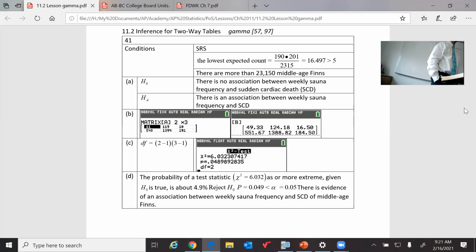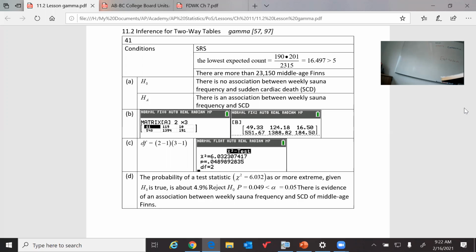So we put in the observed matrix, we run the test, and then we get the expected matrix. You're not going to do it in that order. This takes you there, takes you there. Degrees of freedom: we've got 2 rows, 3 columns, so there's 2 degrees of freedom.